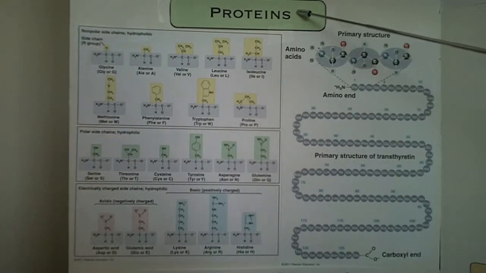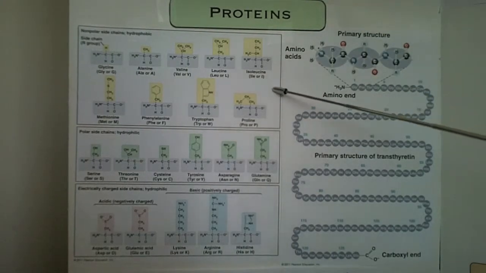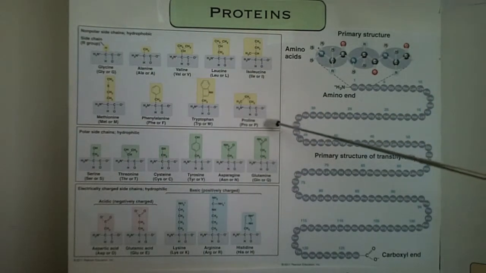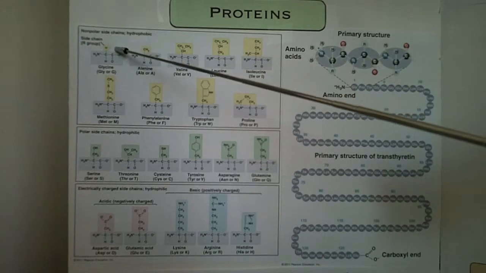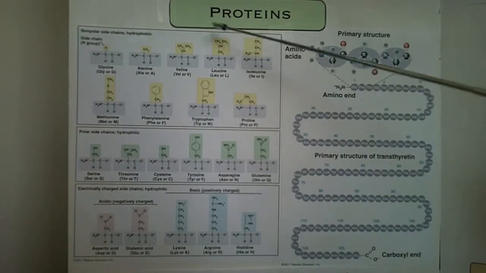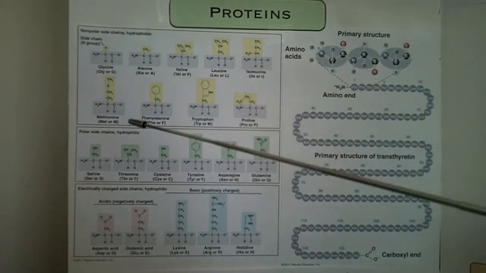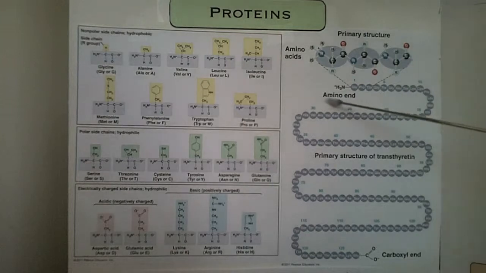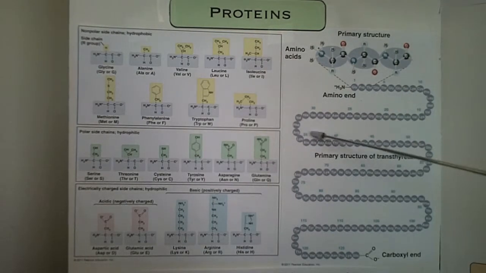Proteins are polymers made up of monomers called amino acids. There are 20 amino acids which comprise all proteins. Each amino acid has a different side chain and different characteristics. Some are hydrophobic, some are hydrophilic, some are acidic, and some are basic. The primary structure of a protein is the amino acid sequence that makes up the protein.